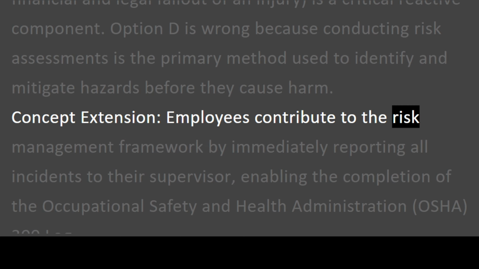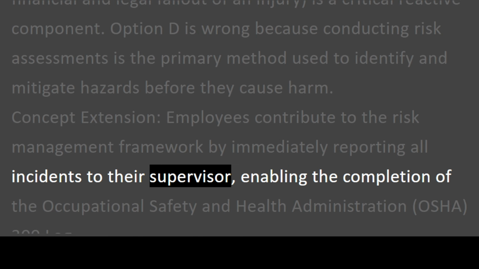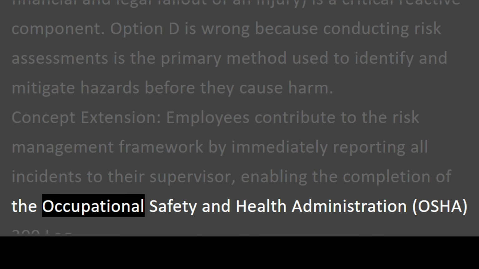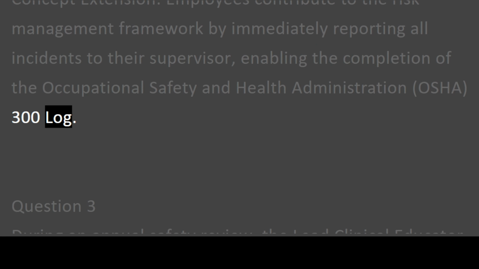Employees contribute to the risk management framework by immediately reporting all incidents to their supervisor, enabling the completion of the Occupational Safety and Health Administration, OSHA, 300 log.